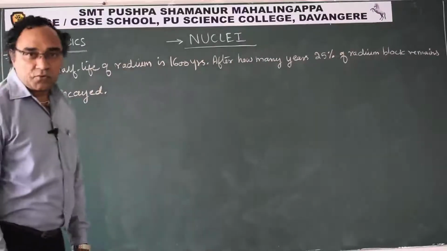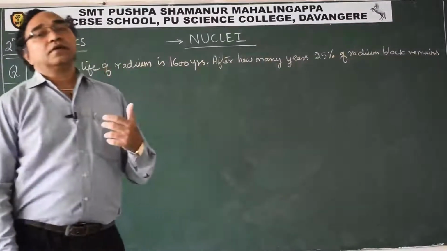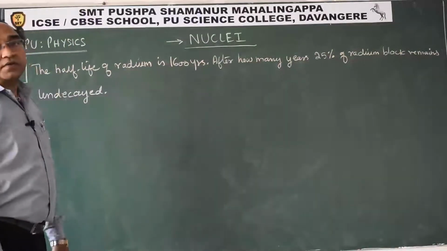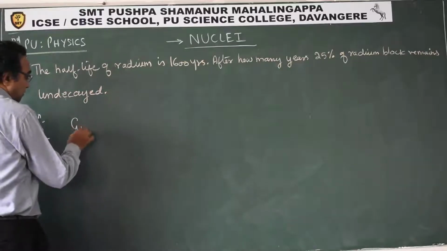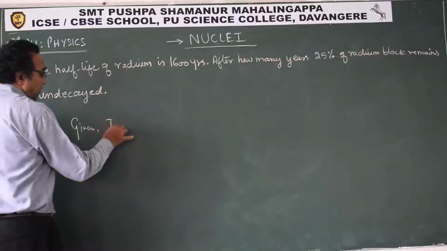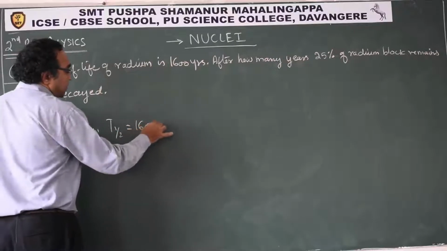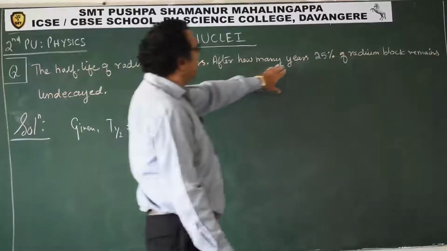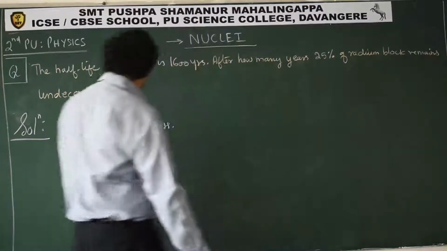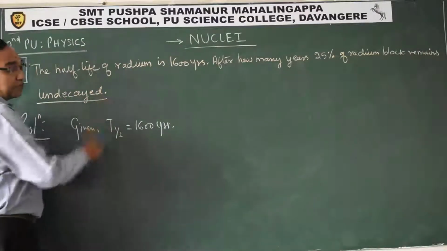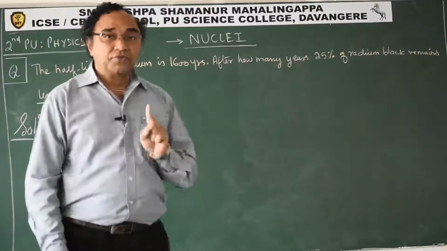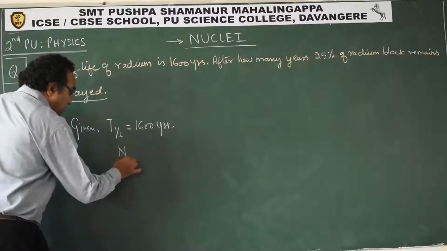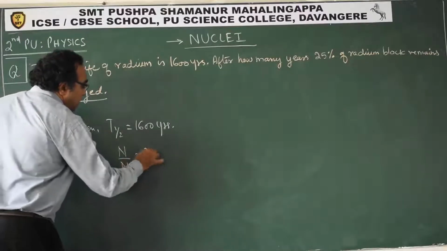Well students, let us take one more question to give you practice of using the half-life equations. The half-life of radium is 1600. So what is given? Half-life of radium is 1600 years. This is what is given, right? After how many years does 25% of the radium block remain undecayed? Please concentrate. 25% of it should remain undecayed. Okay. So N by N naught is 25%.